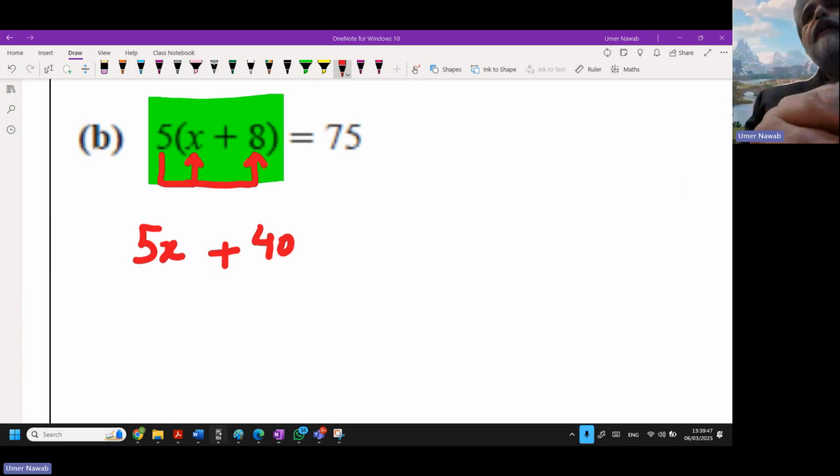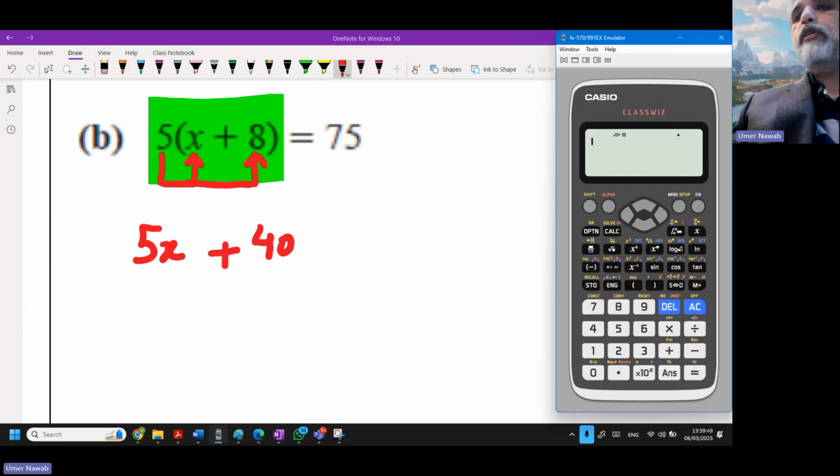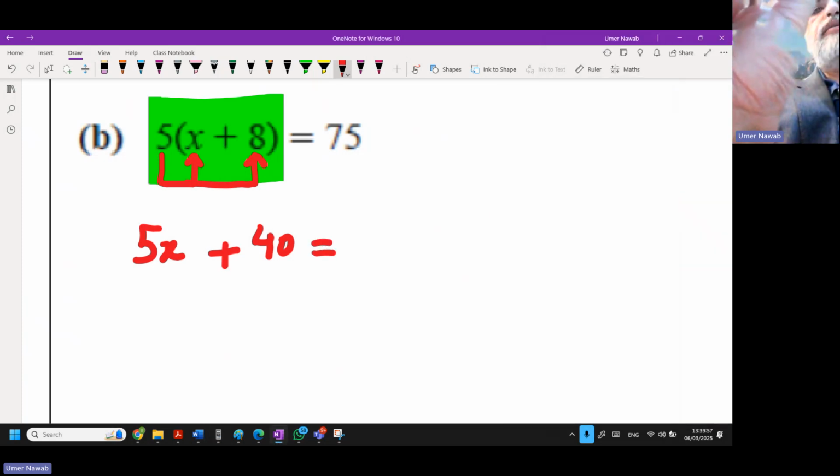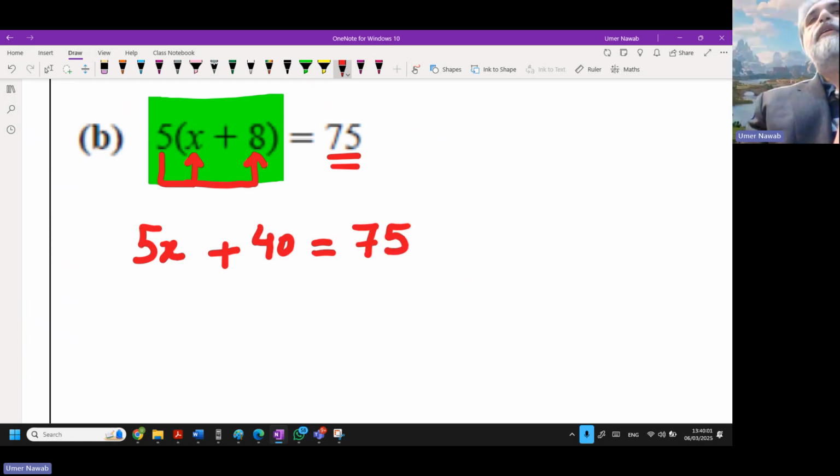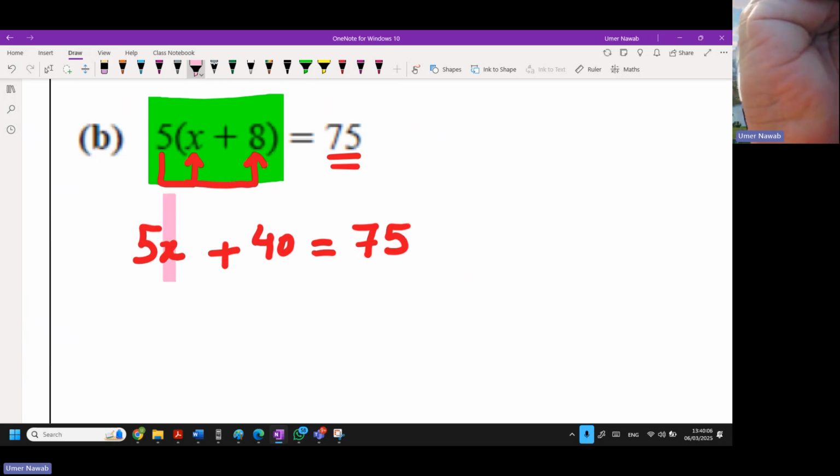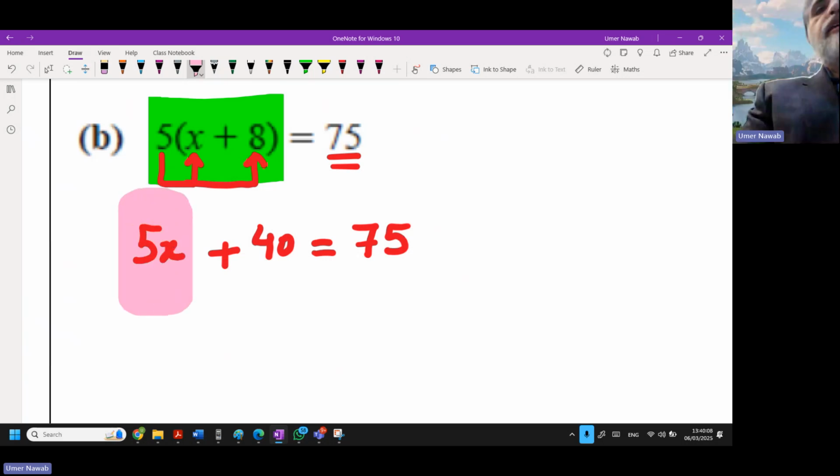If you have any concern, you can check on the calculator. 5 times 8 is equal to 40. After that, the equation has an equal sign. I'm going to copy the 75 as it is. So as you remember, whenever we solve the equation, I always try to make the subject term, yani the term which contains x, I call it the subject term. And that subject term has to be positive. Yes, it is positive because it has no sign behind it.